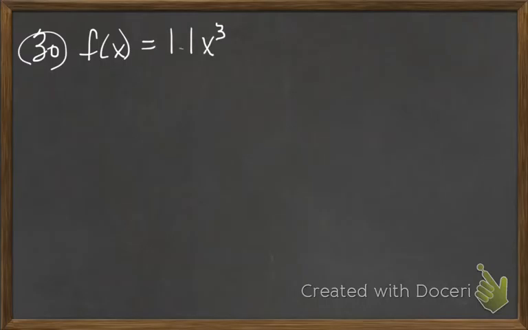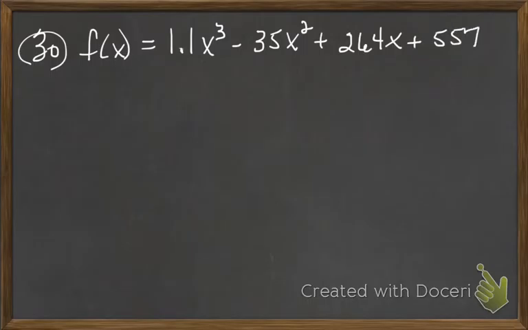All right, number 30 is going to give you this horrible looking equation. You don't have to come up with this equation. They're giving it to you. It's definitely not linear. And I need somebody to tell me why it's not linear. Why is this not a linear equation?